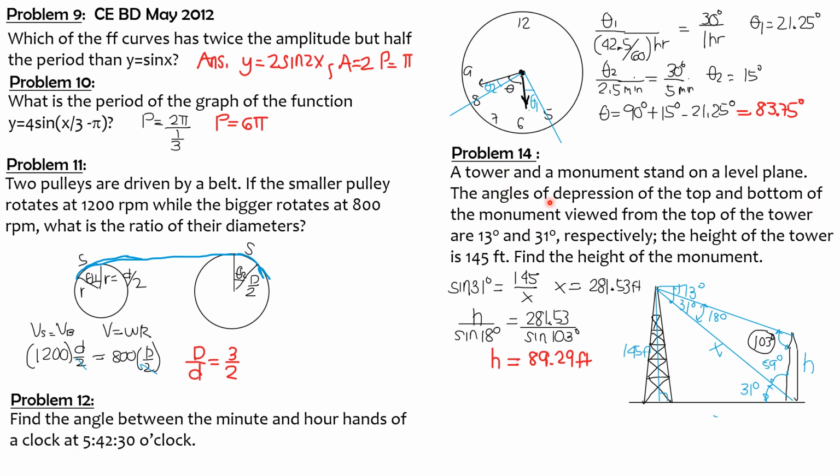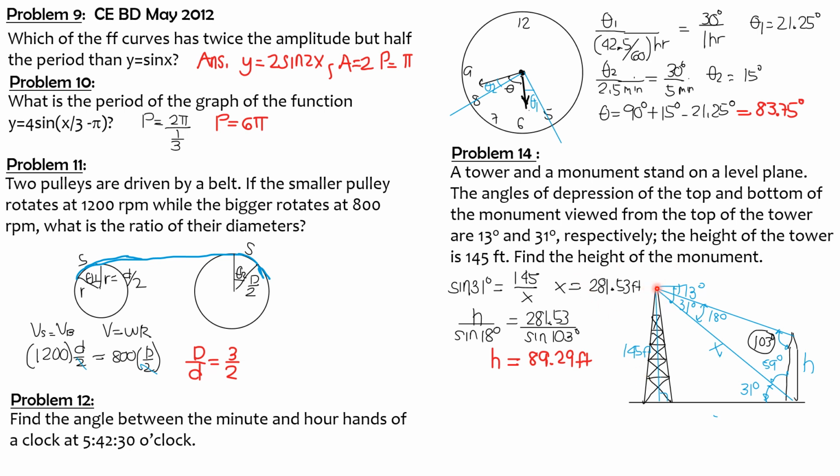14. A tower and a monument stand on a level plane. The angles of depression of the top and bottom of the monument viewed from the top of the tower are 30 degrees and 31 degrees respectively. The height of the tower is 145 feet. This is the tower. Find the height of the monument.